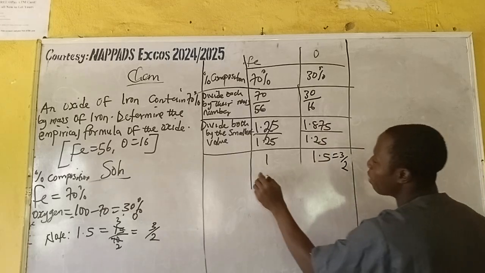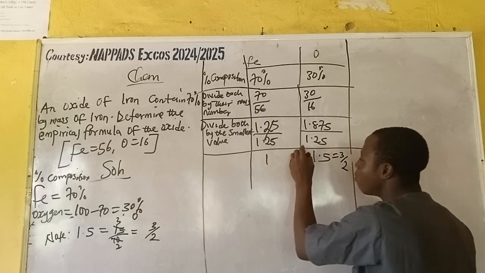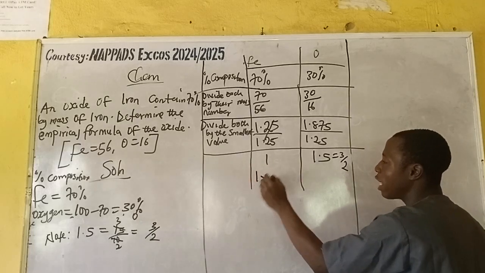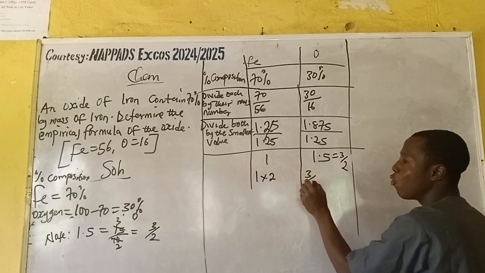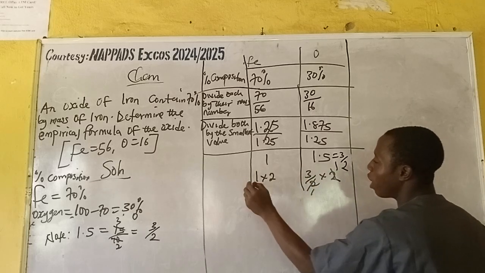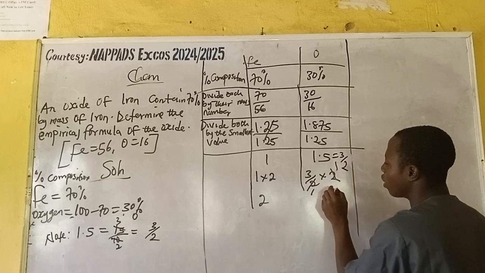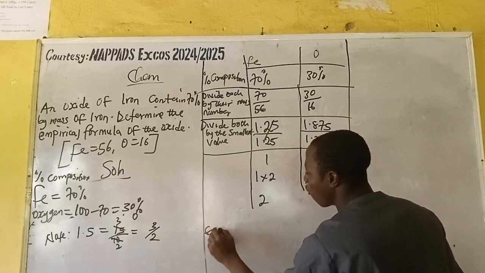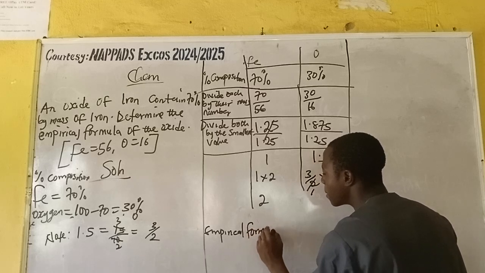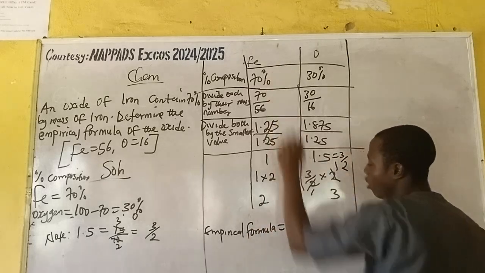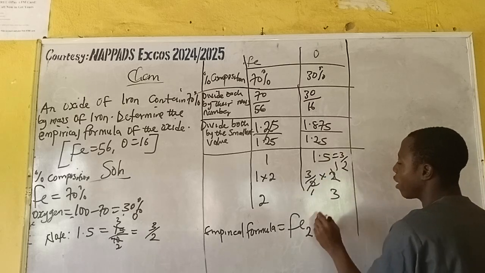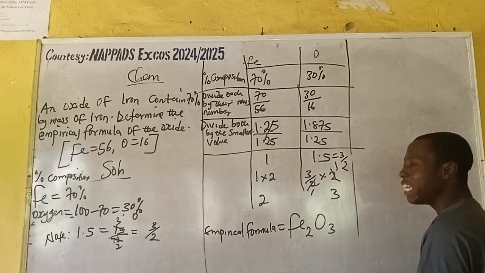Multiply both sides by the down number, which is 2. 1 times 2 is 2. 3/2 times 2: the 2s cancel, so it is 3. So the empirical formula now: iron is carrying 2, then oxygen is carrying 3. This is iron(III) oxide, Fe2O3.